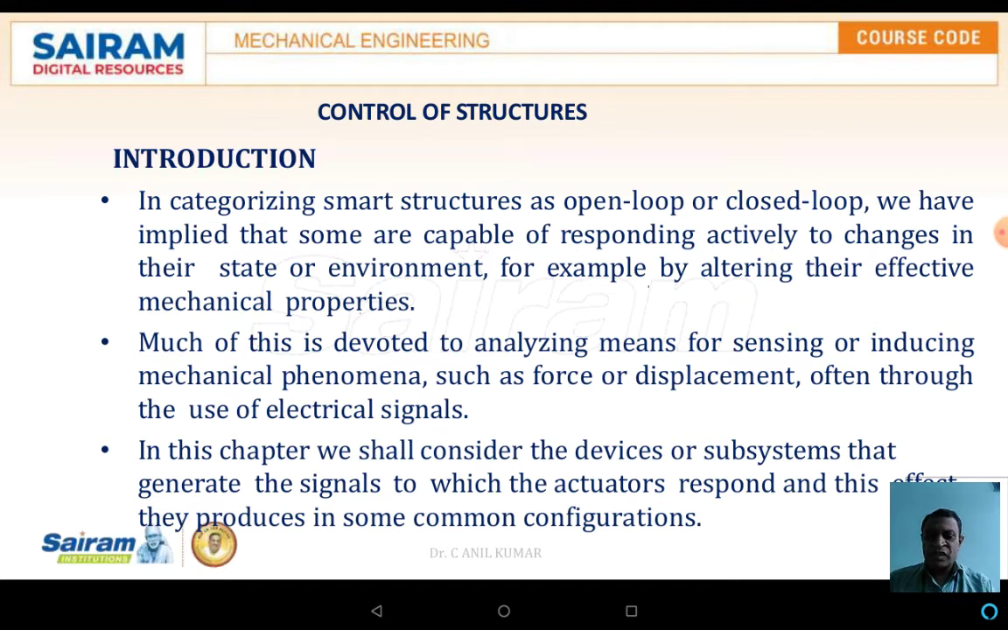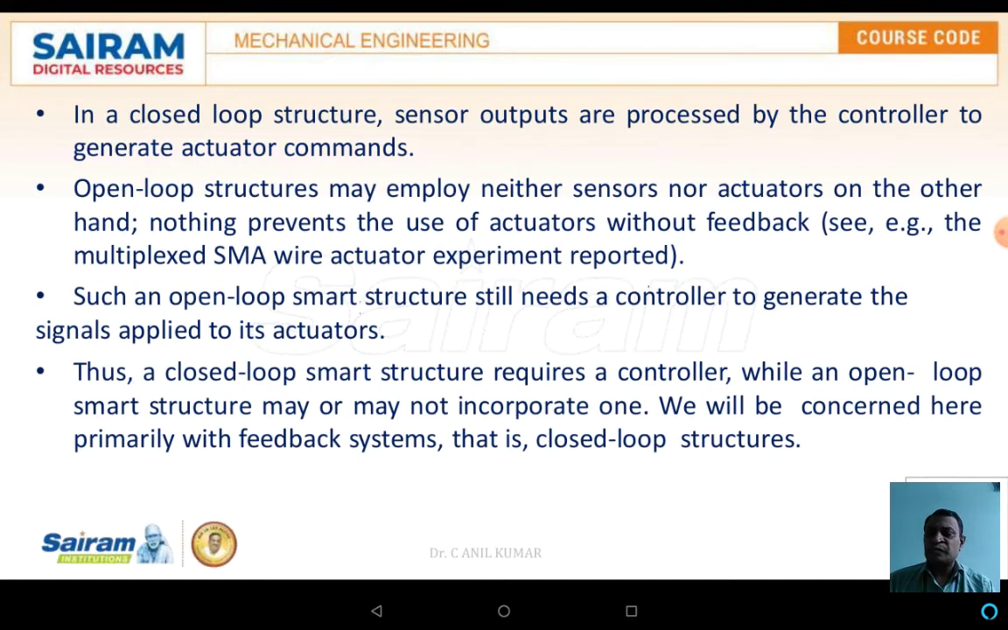In this session, we shall consider the devices as well as the subsystems that generate the signal to which the actuator responds, and to this effect they produce some common configurations. In closed loop structures, the sensor outputs are processed by the controller, which generates the actuator commands. In open loop structures, they may employ neither the sensors nor the actuators. On the other hand, nothing prevents the use of the actuator without feedback.